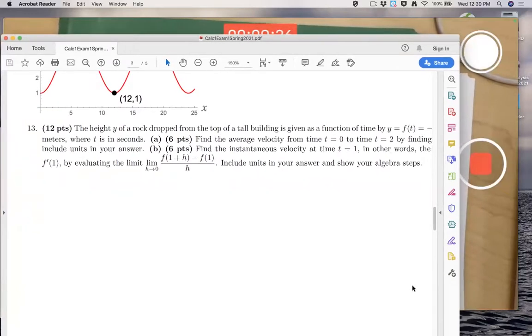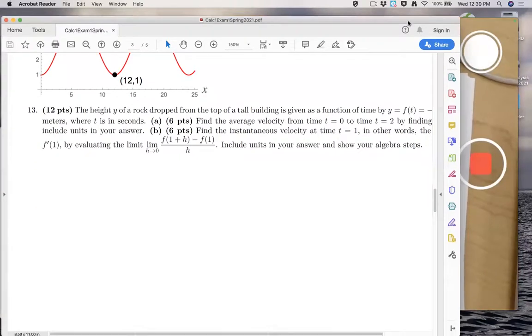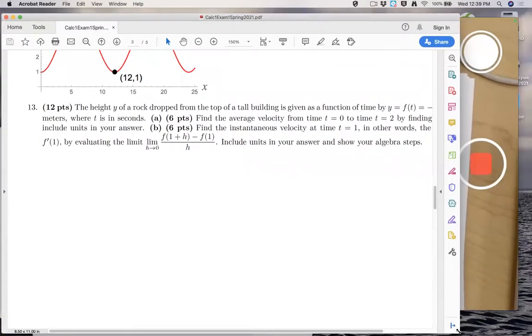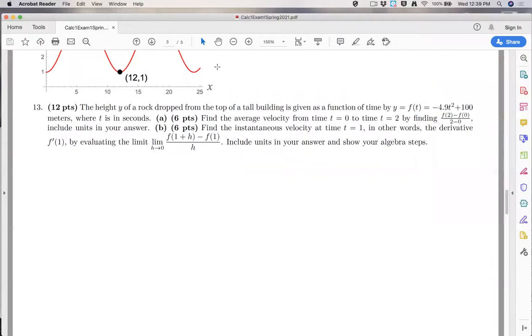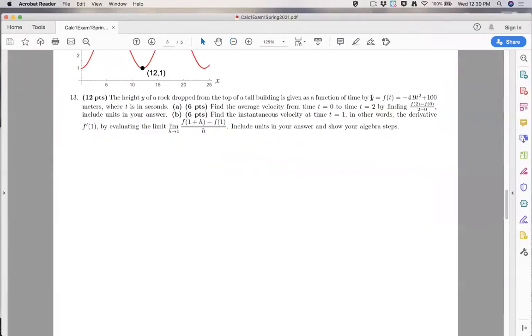The height y of a rock dropped from the top of a tall building is given by a function of t. f of t equals negative 4.9 t squared plus 100, where t is in seconds. Want to find the average velocity from time 0 to time 2, and find the instantaneous velocity at time 1 as a limit calculation, calculating the derivative. So let's go ahead and write this function down and show you how to do this problem.